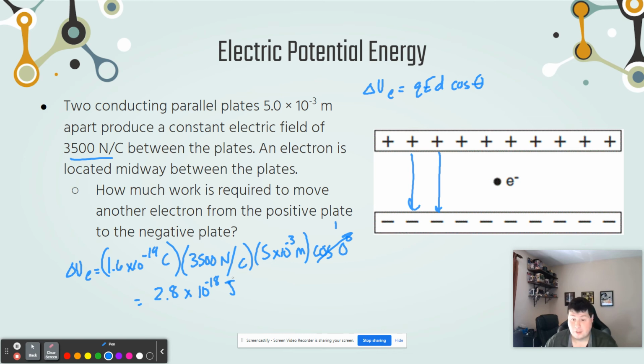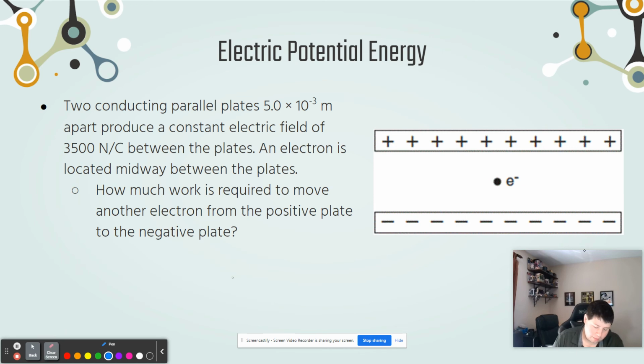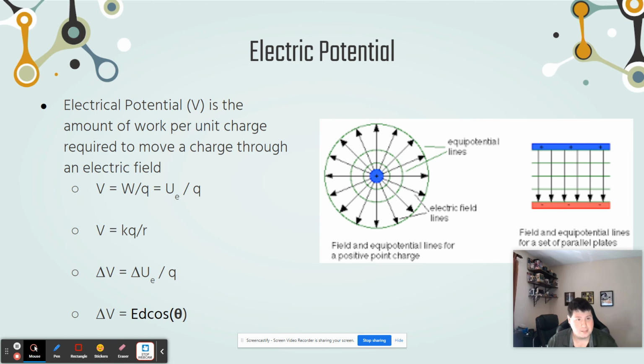Okay, so that's electrical potential energy. One thing that this example spurs is we were thinking about how much work is required to move an electron from the positive to the negative plate. But what if I wanted to think about that abstractly? Like, how much work is it to take any charge from one to the other? Is there a way that I can think about that? Well, funny enough, there actually is.